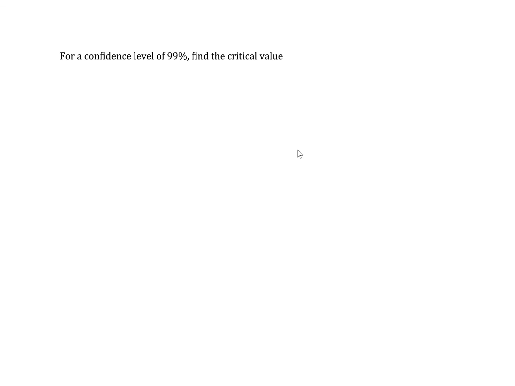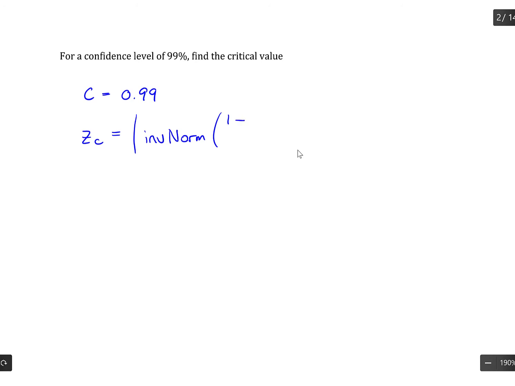For a confidence level of 99%, find the critical value. So if I have a level of confidence of 99% or 0.99, then I can find a critical value based off of a normal distribution using the formula z sub c equals the absolute value of the inverse norm of (1 minus that level of confidence) divided by 2.